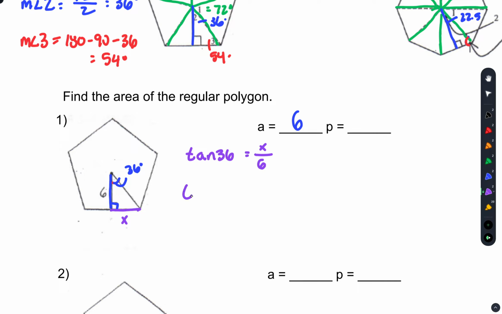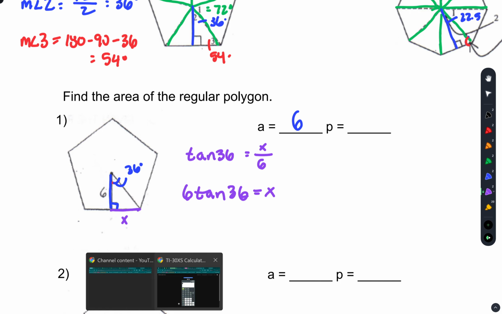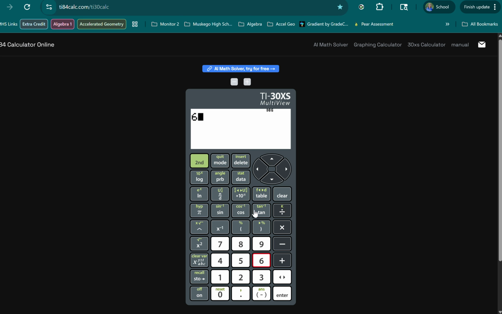Do a little bit of algebra to rewrite this. 6 times tangent 36 equals your x. And then this is what I'm going to put into my calculator. We're not going to round this number, so keep it in your calculator. Make sure your calculator is in degree mode. I'm going to type in 6 tangent 36. Everybody got 4.359?